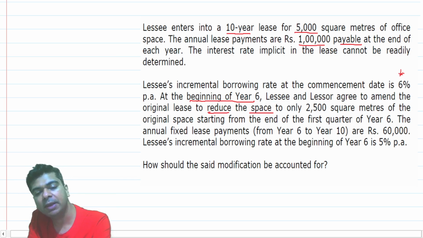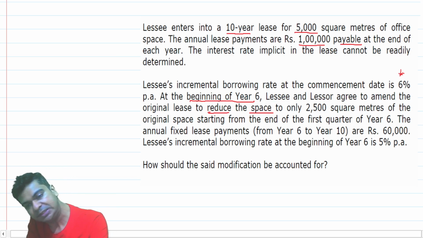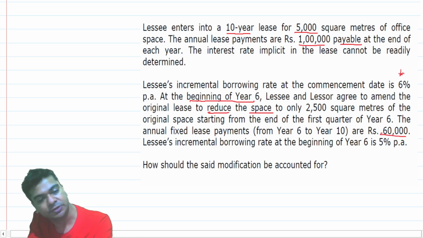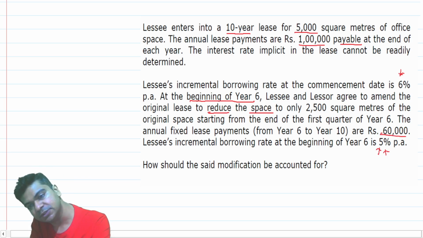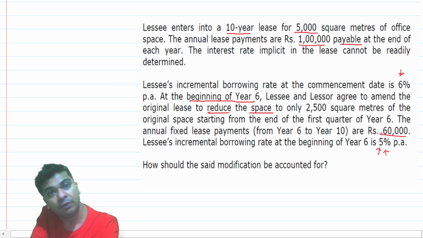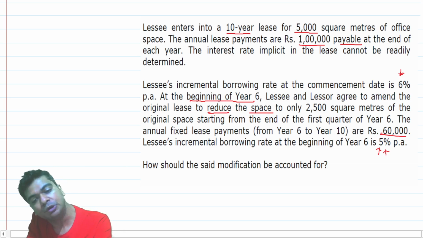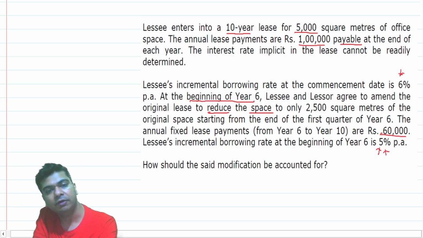The annual fixed lease payments from year 6 to year 10 are 60,000. Lessor's incremental borrowing rate at the beginning of year 6 is 5%. Earlier it was 6%, now it has got reduced to 5%. How should the said modification be accounted for?